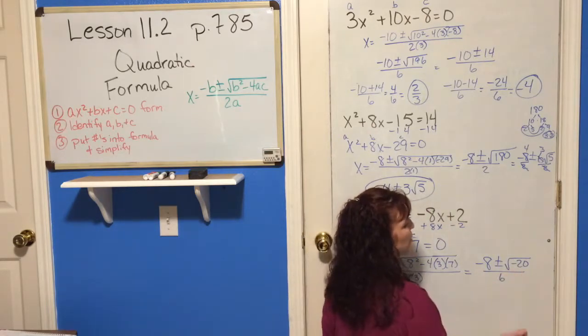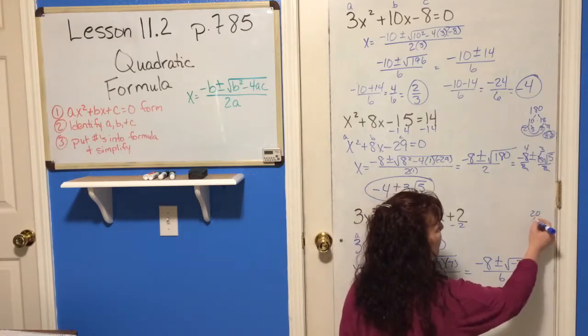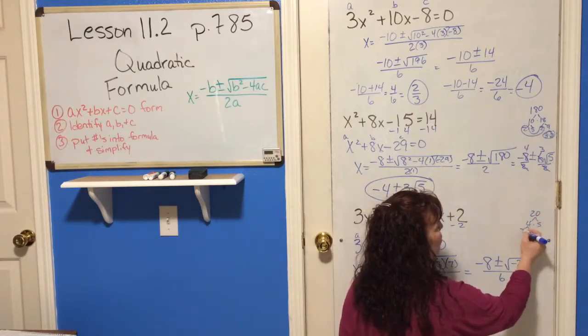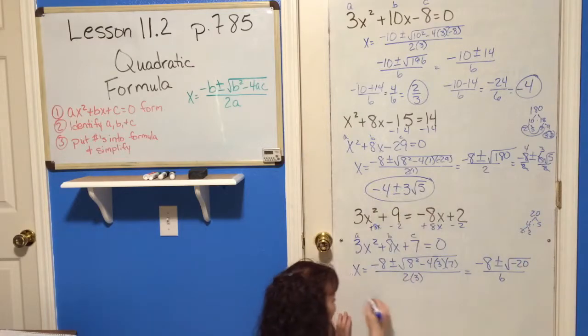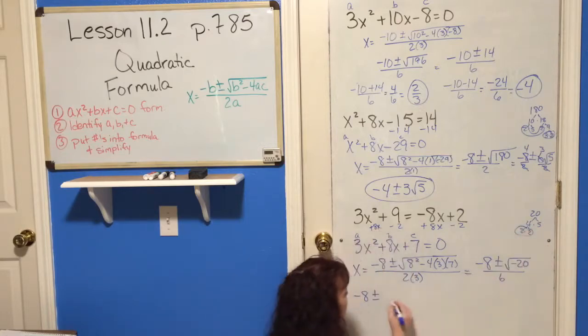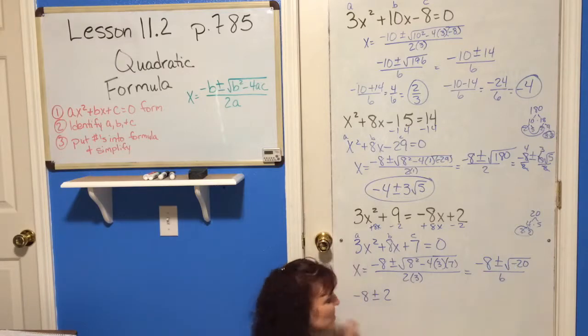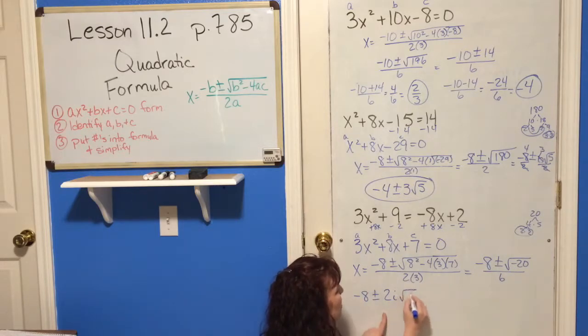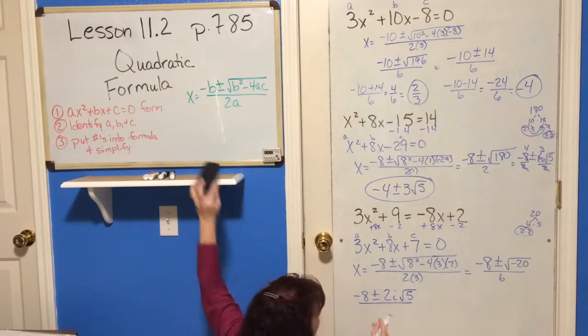And 20 breaks down to 4 times 5, and 4 is 2 times 2. So now we have negative 8 plus or minus 2 times the square root of 5. But this is also times a negative 1, so this is 2i times the square root of 5. And that's all over 6. Oh, but check this out.